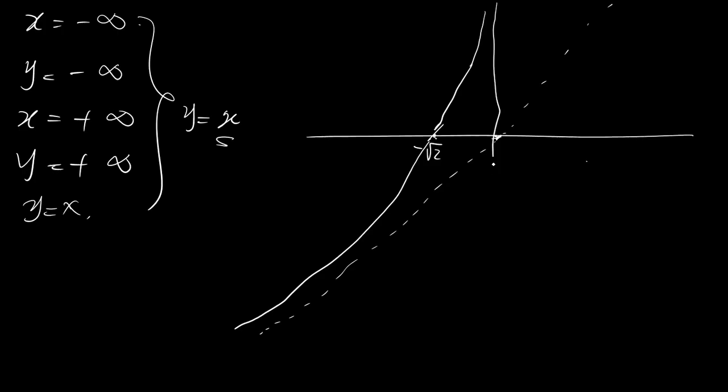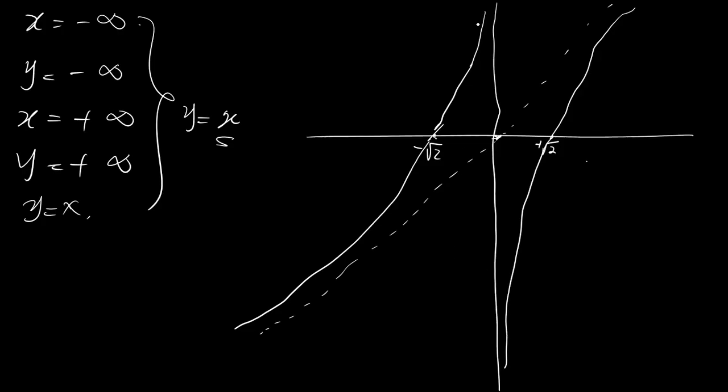This is the y-axis. So here is plus the square root of 2. So it passes through this place like this and like this. So it tends towards. So this is the graph.